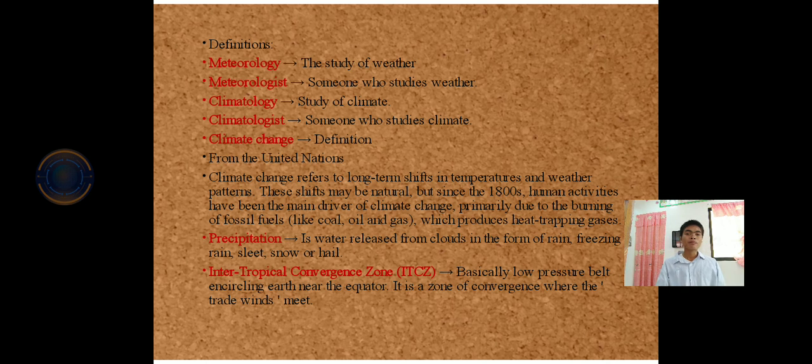On the other hand, precipitation is water released from clouds in the form of rain, freezing rain, sleet, snow, or hail. So, Intertropical Convergence Zone or ITCZ, basically a low pressure belt encircling Earth near the equator. It is a zone of convergence where the trade winds meet.